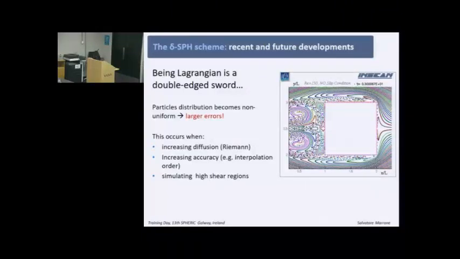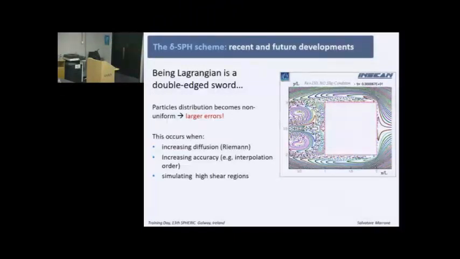So the problem is that if you want to be more accurate, if you want to really follow the Lagrangian path, you have another problem with the particle spatial distribution, which will be too disordered for the kernel interpolation, for our convolution of the kernel.